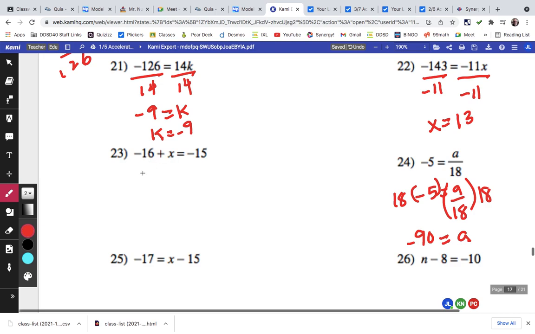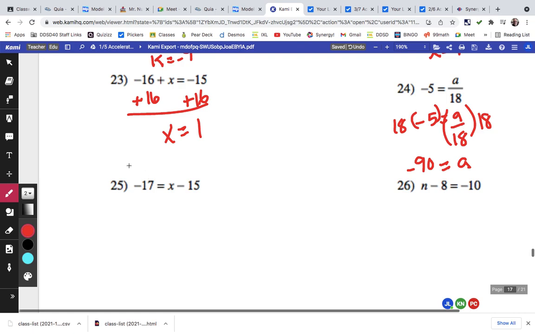And let's just do one more here. We're going to add 16 here to create a 0. So we add 16 here. So x is equal to 1. And that's what we did in class today.